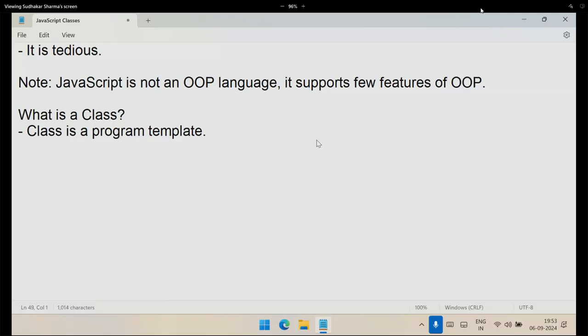Class is a program template. Actually, people use different terms for classes. Generally, sometimes people say class is a logical entity. Sometimes people say class is a blueprint. Usually, the general understanding about class is that it is a blueprint. That's what many languages and technologies will teach you. But in technical terms, class is actually a program template. I will explain why people call it in different ways.